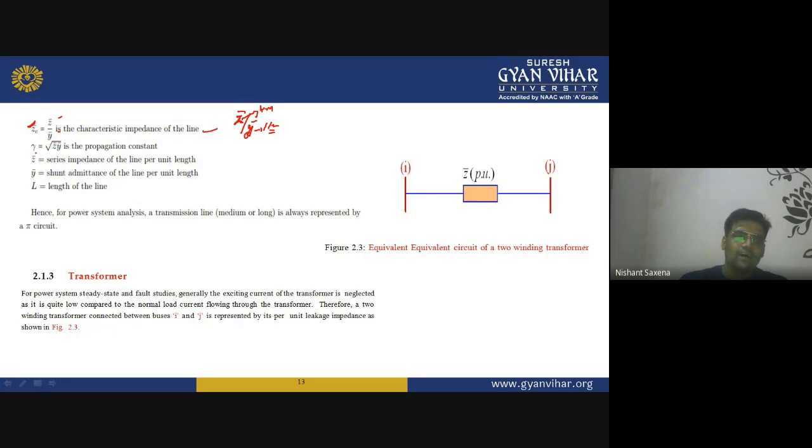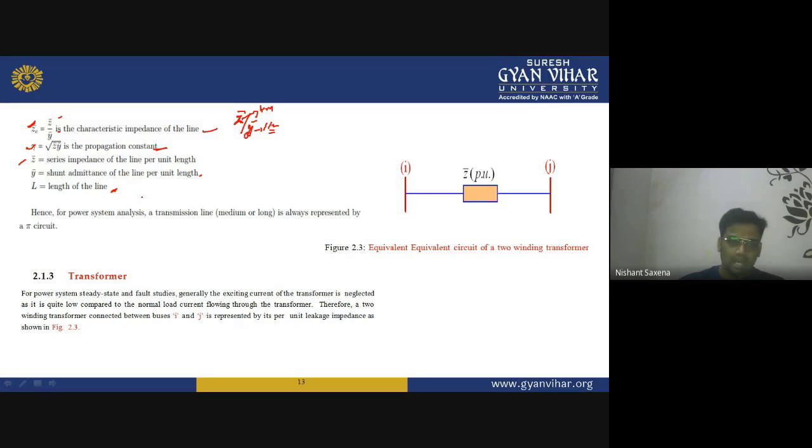Now, gamma is your propagation constant, which is equal to the square root of Z bar into Y bar. We said that Z bar is the series impedance of the line per unit length, Y bar is the shunt admittance of the line per unit length, and L is the total length of the line. Hence, in power system analysis, a transmission line is always represented by a pi circuit.